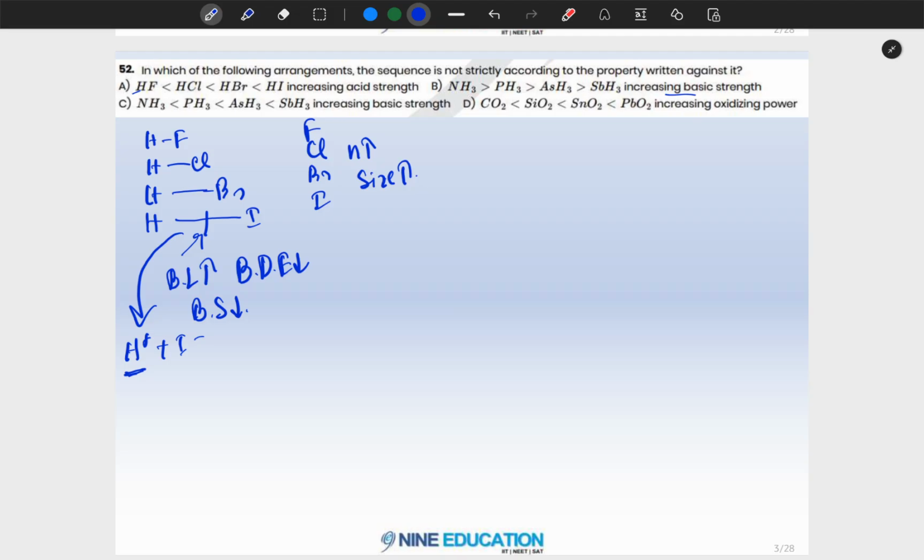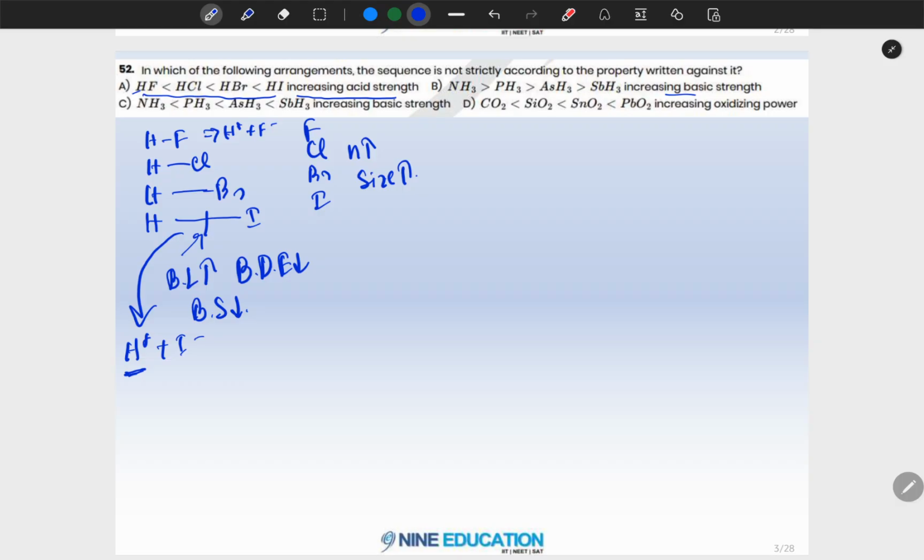So that's why HI has the highest acidic strength. And since the HF bond is very strong, it cannot be easily dissociated into H plus and F minus, and that's why it has the least acidity. So the order is correct for the property which is stated against it.